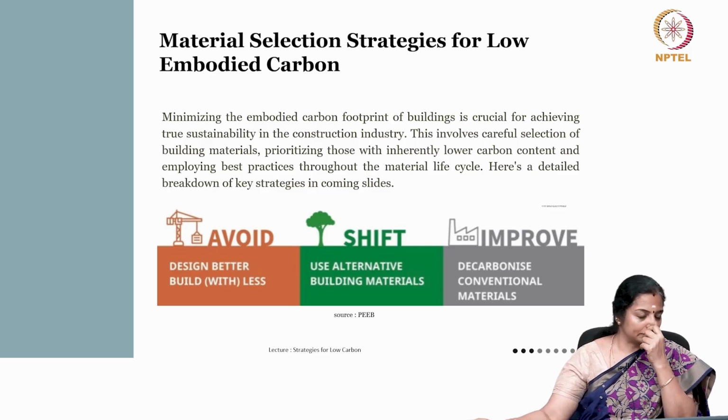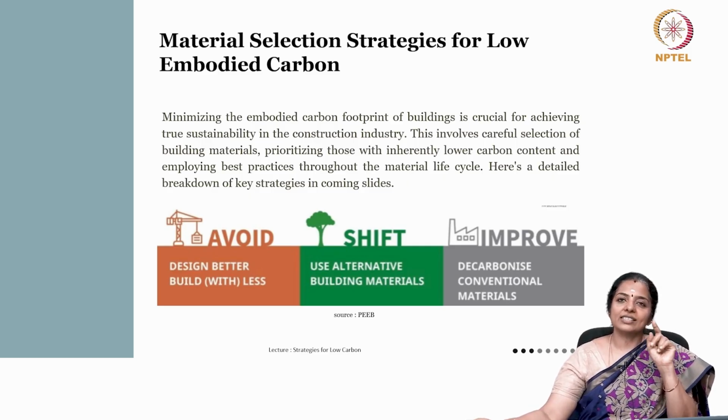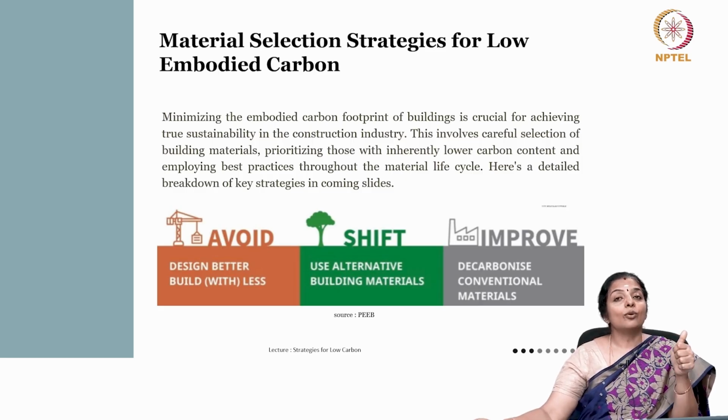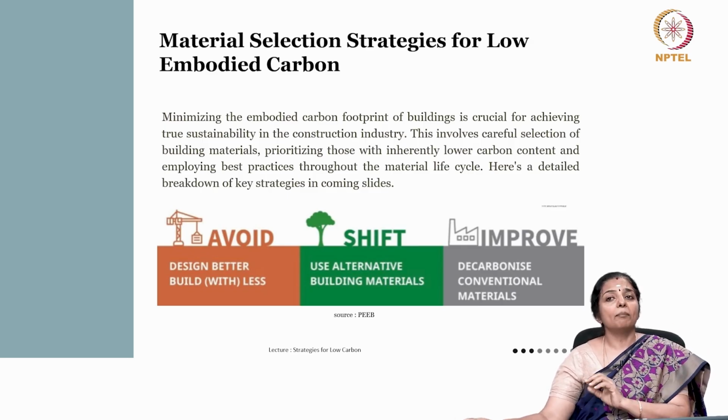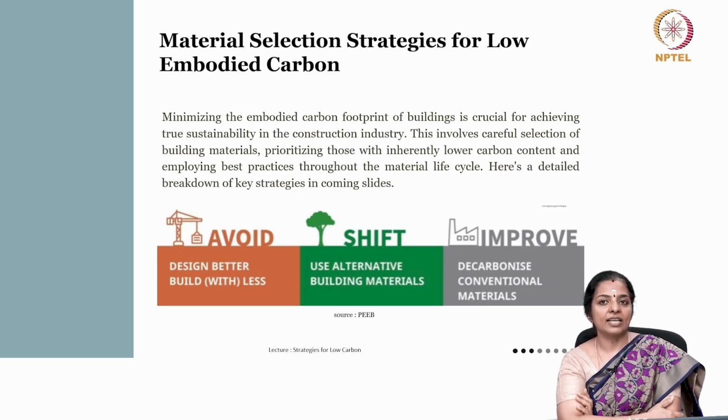How does that happen? This is a recall class, a recall of the last couple of classes. How does that happen? One of the thumb rules is that you need to use natural products, and that will lead you to have components with low embodied energy and low embodied carbon, and sequestered carbon will be high in those products. You should employ best practices throughout the material life cycle.